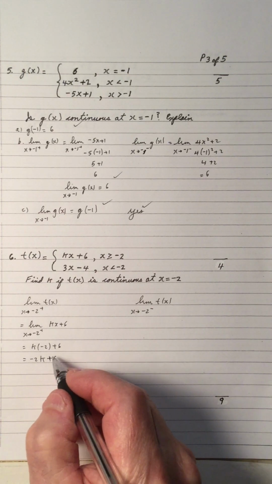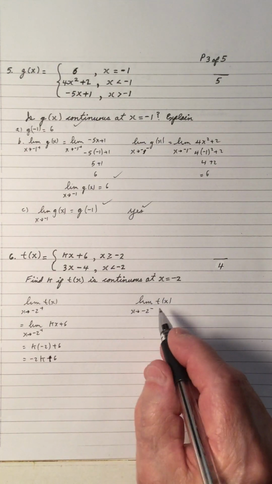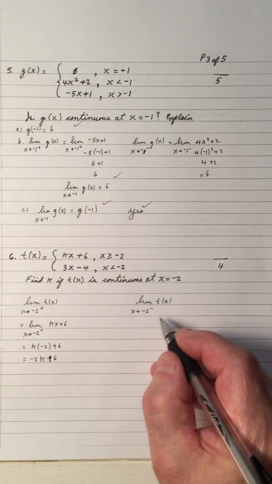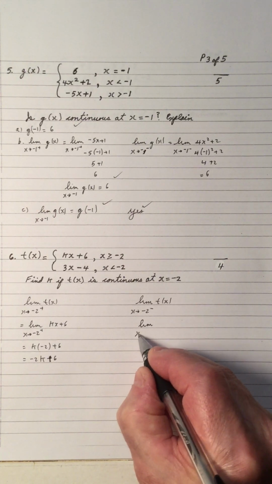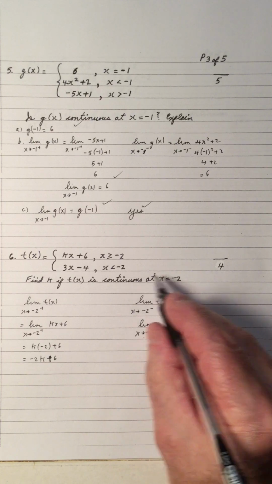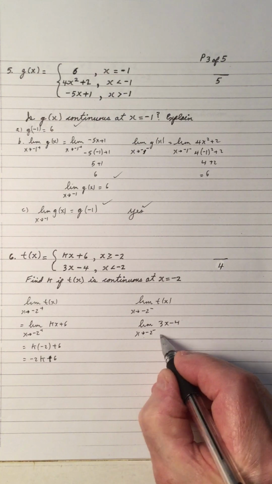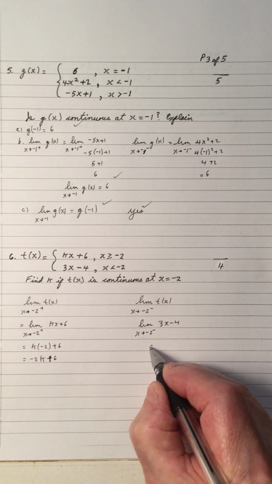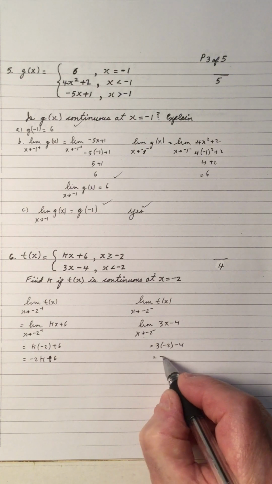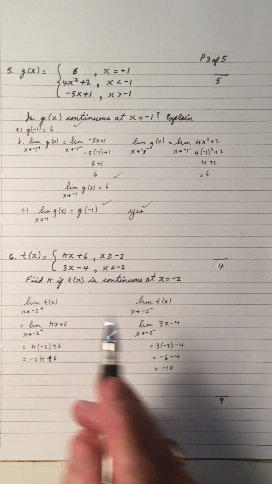That's the limit. With the value of k, we don't know yet, but we know that these two are going to be equal. If it's continuous, the limit on the right equals the limit on the left. So let's look at the expression on the left, which is 3x minus 4. So we have 3 times -2 minus 4. -6 minus 4 is -10. So the limit on the right equals the limit on the left.